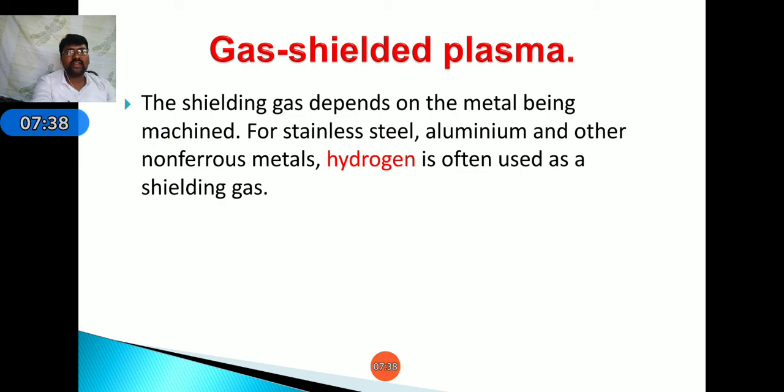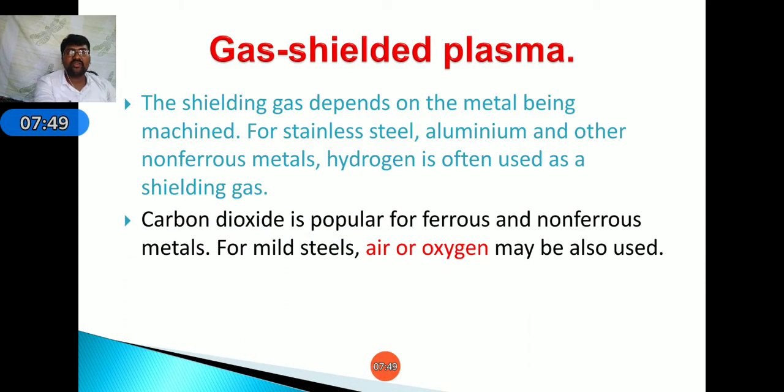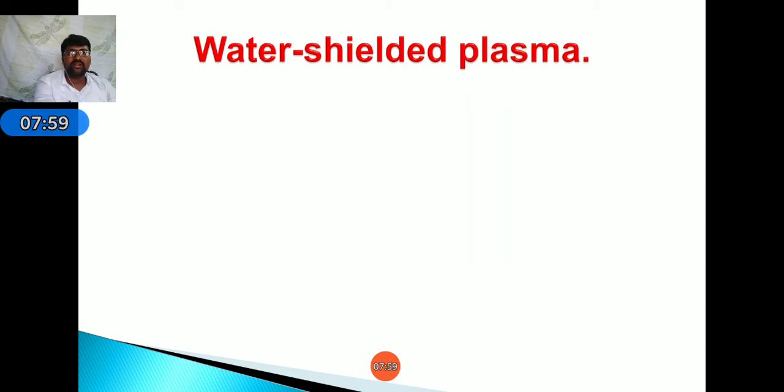Next, the shielded gas depends on the metal being machined. For stainless steel, aluminum and other non-ferrous materials, hydrogen is used as a shield gas. Carbon dioxide is popular for ferrous and non-ferrous metals. For mild steel, air or oxygen may also be used as a shielded gas. Next, coming to water shielded plasma.